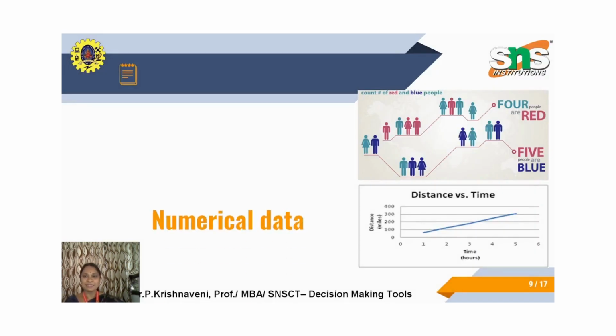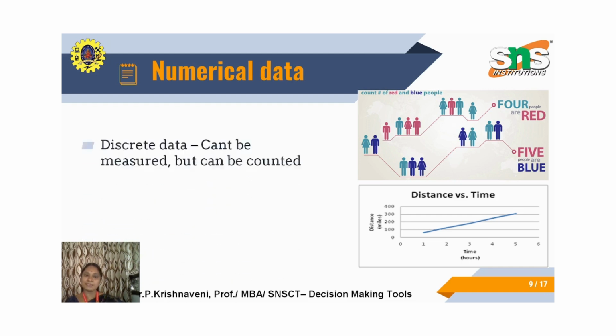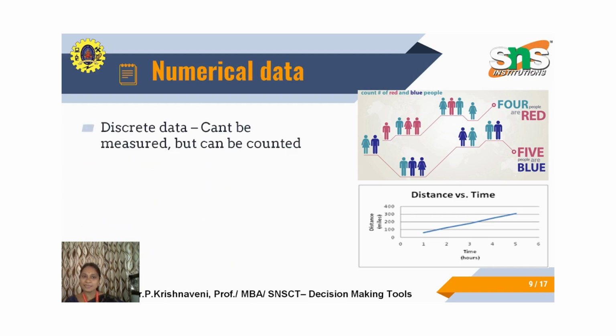The next one is numerical data. In numerical data, we have two types: one is ratio, the other is the interval scale. And also discrete data can be counted but cannot be measured, like 4 reds, 5 blues. These are discrete data, like how many rooms are in the houses. For example, 5 members having 2-bedroom houses, and 7 members having 5-bedroom houses. These 3, 5 and so on are numeric data.